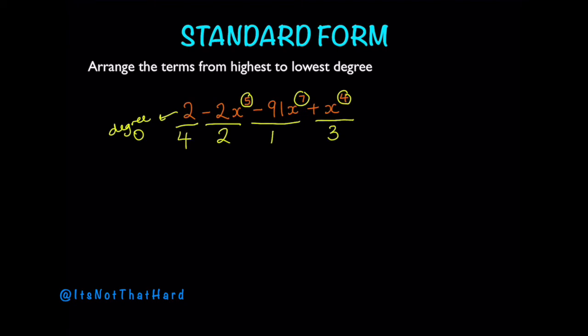So if we now rearrange this equation in standard form, what you're going to have is 91x to the 7, always take the minus with the term, minus 2x to the 5 plus x to the 4 plus 2. And now we've put this polynomial in standard form.